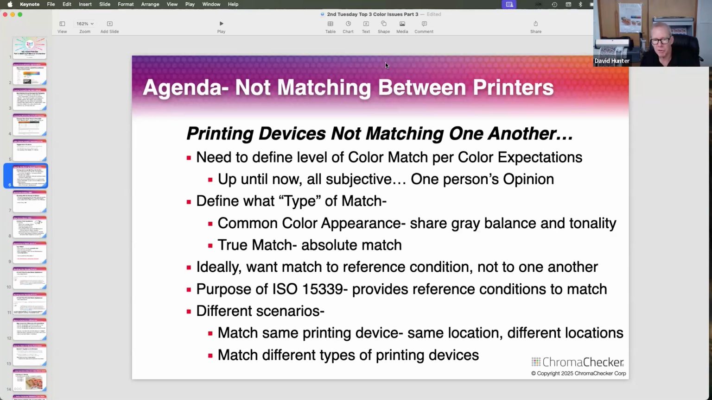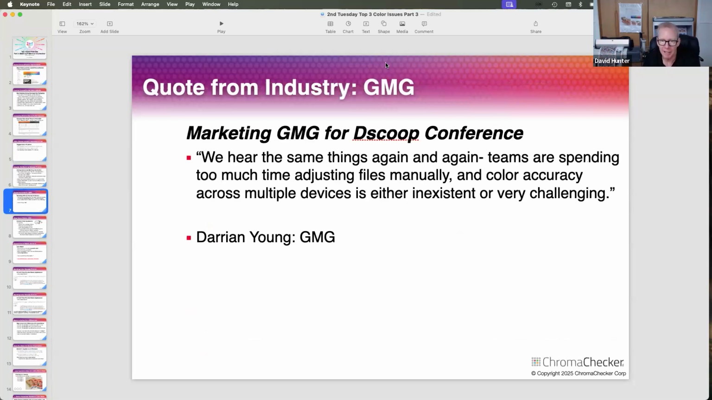And then we'll finish with this scenario of matching. How do you go about matching the same printing device in different locations to one another? And that takes us through the whole presentation. So I'm going to start out with an industry quote from GMG from an associate of mine, Darian Young. And this was a month ago, right when I was preparing for the seminar.